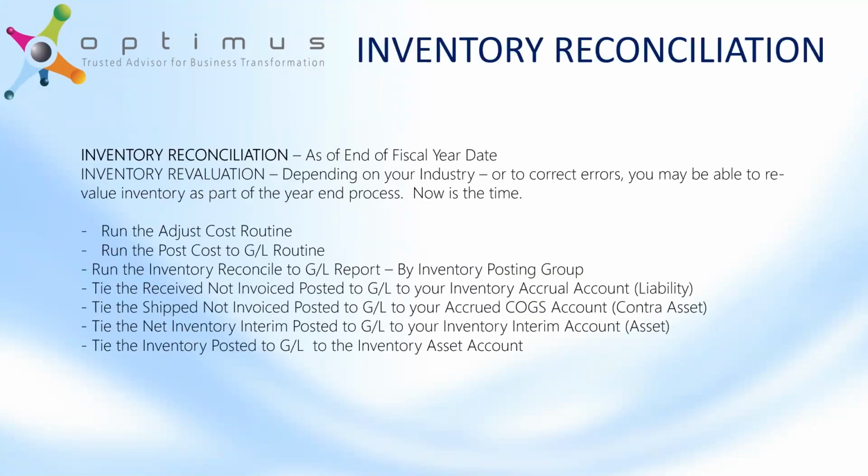Now, talking about inventory, this is now the subledger only for inventory. The inventory reconciliation as of the end of the fiscal year date, we call it a revaluation basically, okay? Depending on your industry or to correct errors, you may be able to revalue inventory as part of the year-end process. So here now is the time. We have different routines. Look at this, we have plenty of different routines. But in this case, you need to understand what we are going to be doing, and you are going to wrap everything in a very easy way.